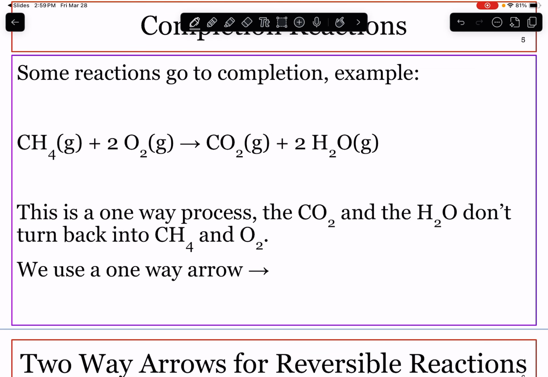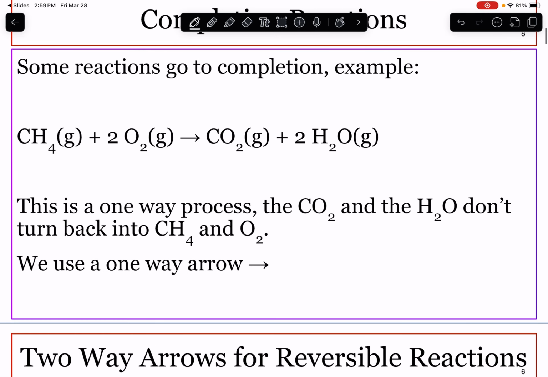Combustion reactions are completion reactions. Once a hydrocarbon, a molecule with carbon and hydrogen like this one in this example, or it could be fuel or candle wax, burns in the presence of oxygen and turns into CO2 and H2O, this cannot be undone. The CO2 and H2O can't spontaneously turn back into an unburned candle. This is a one-way process, and we use a one-way arrow like this to represent it.